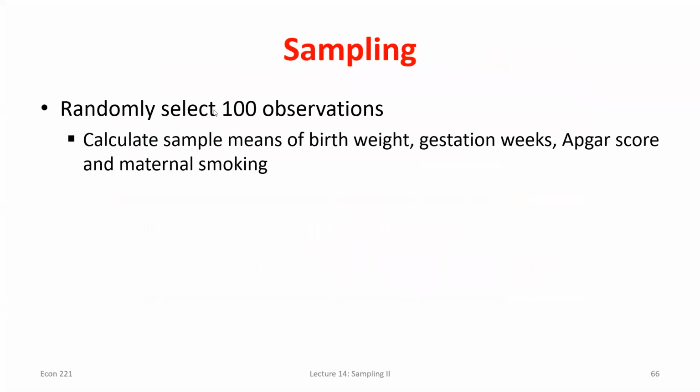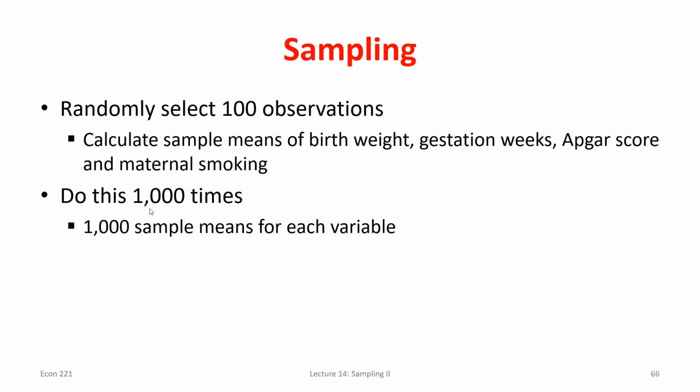I was getting ahead of myself there, but we've got these distributions. Let's say I then randomly select 100 births, okay? For those 100 births, I calculate the sample mean for birth weight, the sample mean for gestation and length of pregnancy, and the sample means for these other 2 variables, right? I then do this 1,000 times, okay? If I do this 1,000 times, I'm going to have 1,000 different sample means. Now I can look at the distribution of those sample means. I can calculate the mean of those sample means, because I actually have values there now.